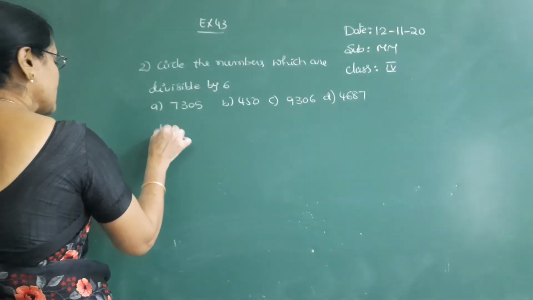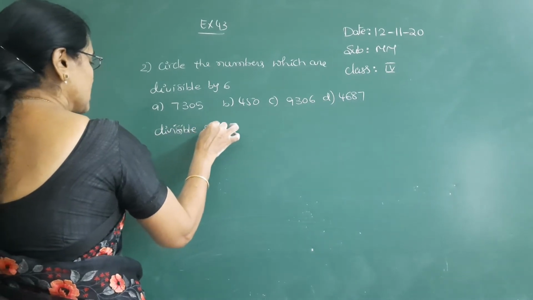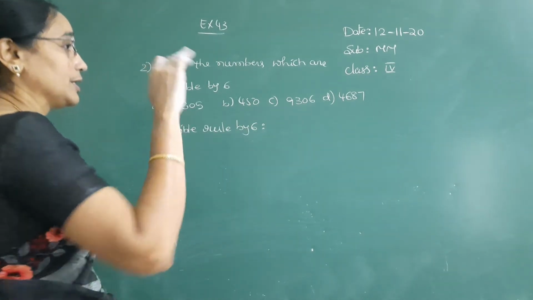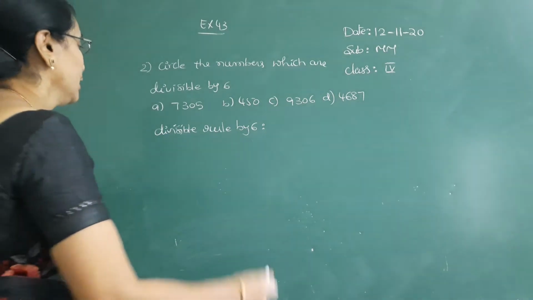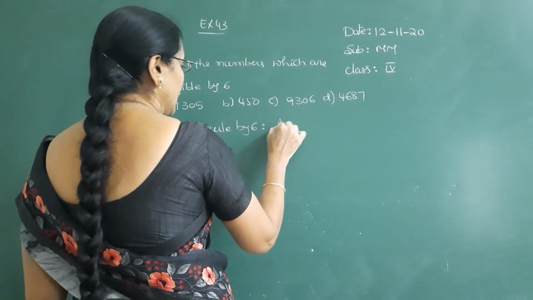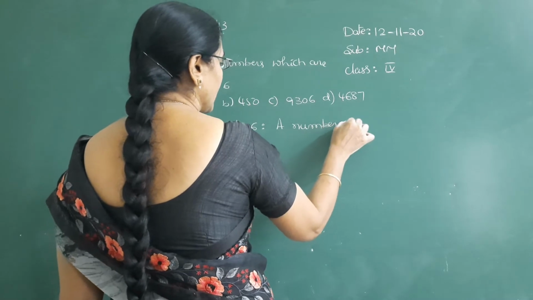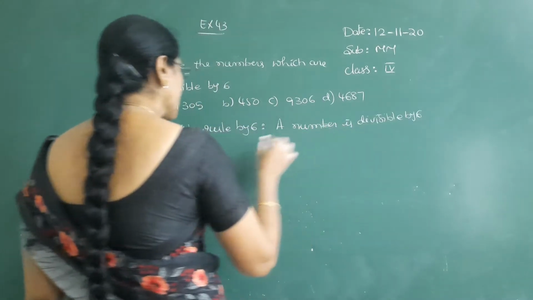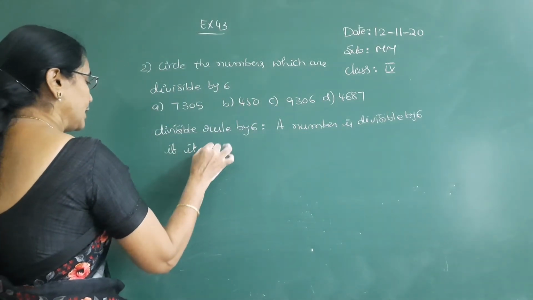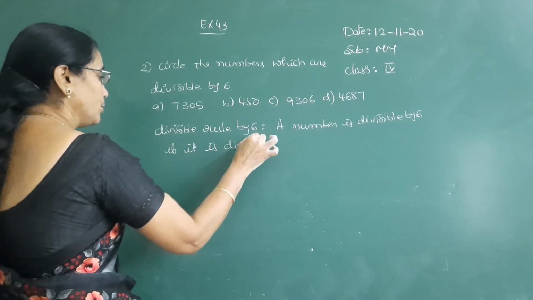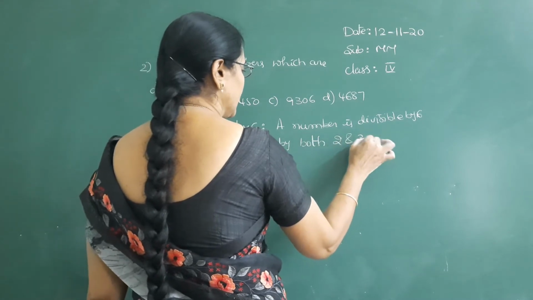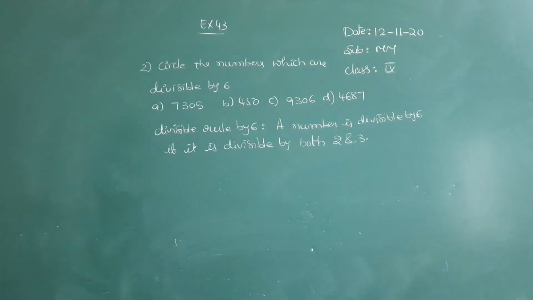See divisibility rule by 6. So this is a very important topic, divisibility rules. No need to check with long division whether it is divisible or not. We have to use the divisibility rules. A number is divisible by 6 if it is divisible by both 2 and 3.